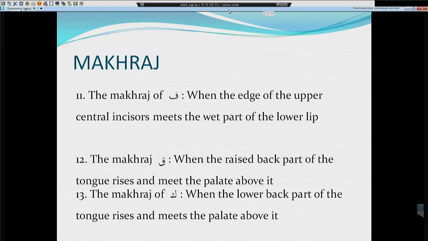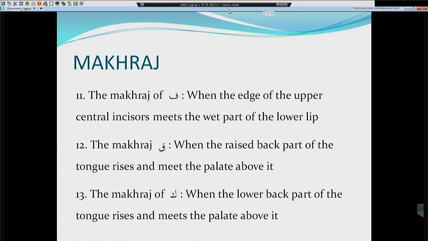Okay, number 11, the makhraj of fa. Fa is very easy when the edge of the upper central incisors meets the wet part of the lower lip. Af. Central incisors, the lower part. This is where ba came from.